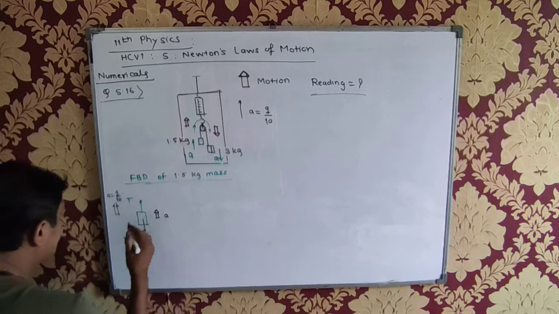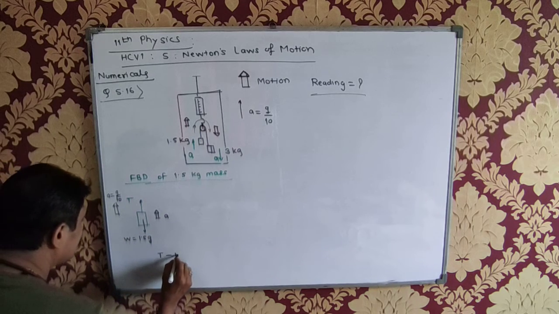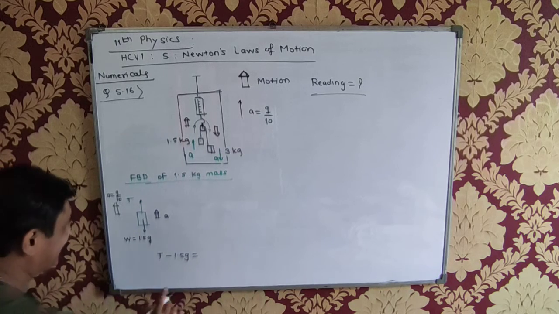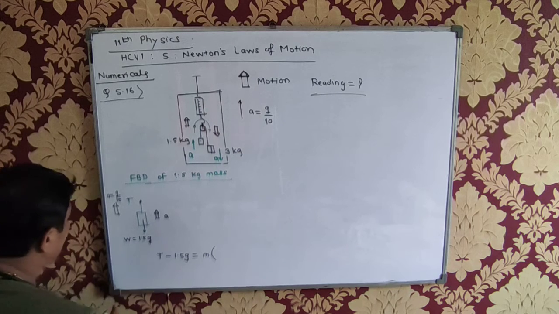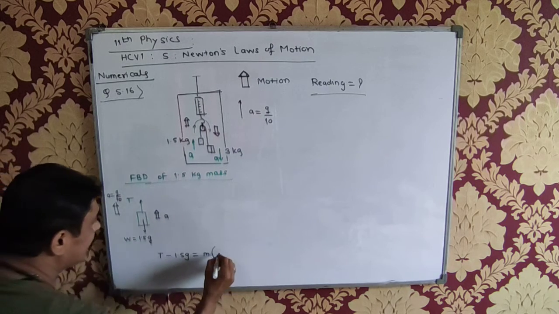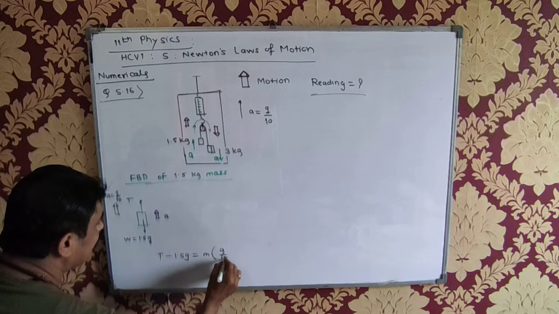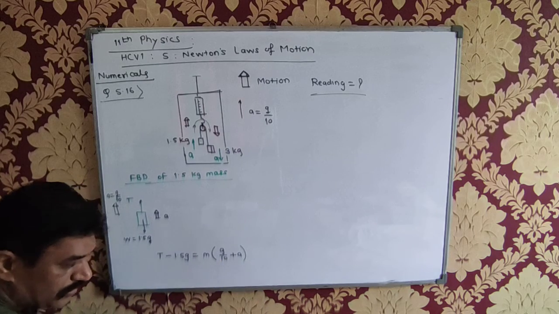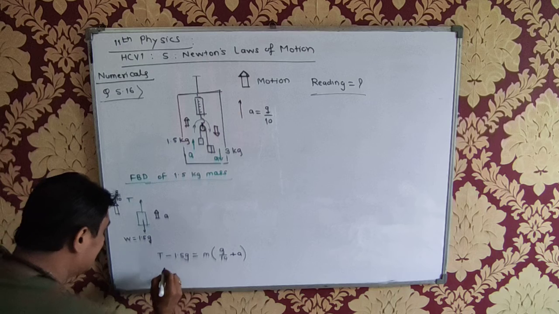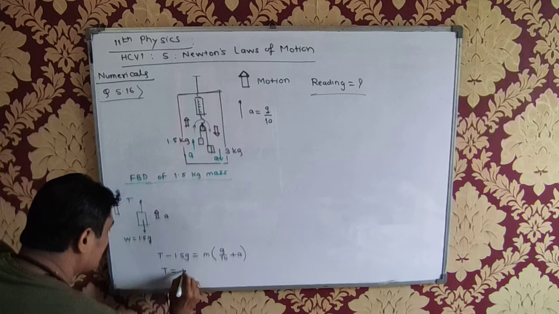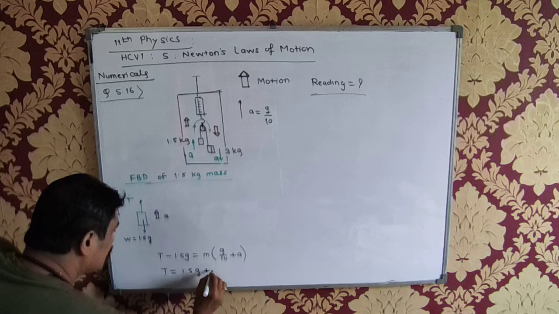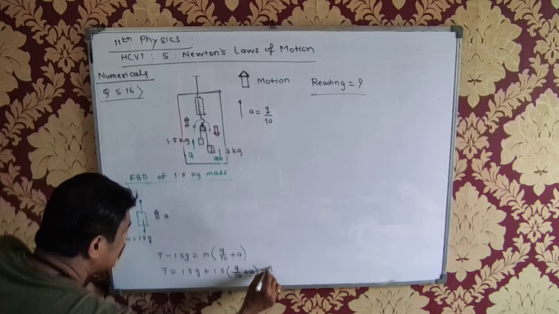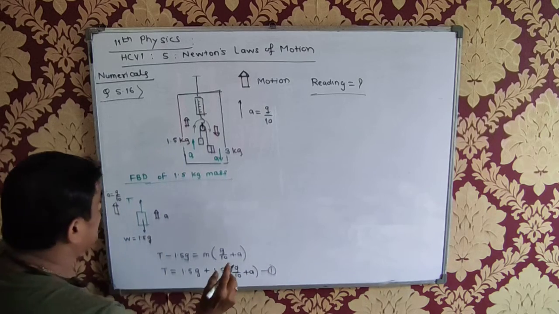Now in these two, I know that this is going up, so this is T minus 1.5g equal to the force, and that force is equal to m into acceleration. Now this acceleration and this acceleration both add up, understood? So it is g by 10 plus a. So all in all, T is equal to 1.5 into g plus 1.5 into g by 10 plus a. This is equation 1, the FBD of the 1.5 kg mass.